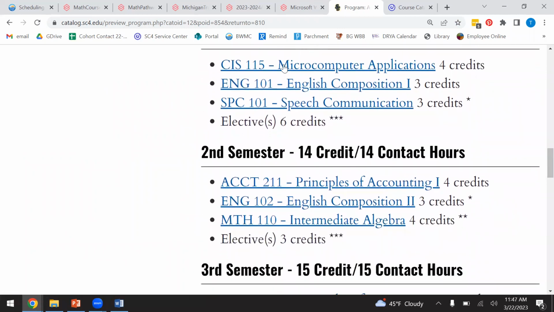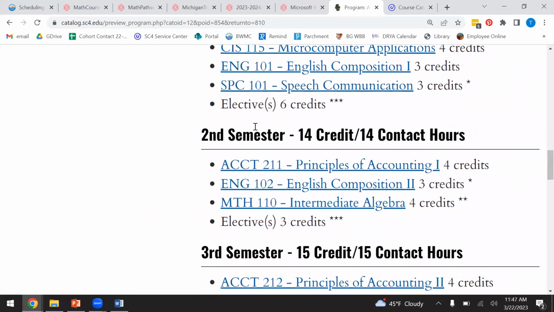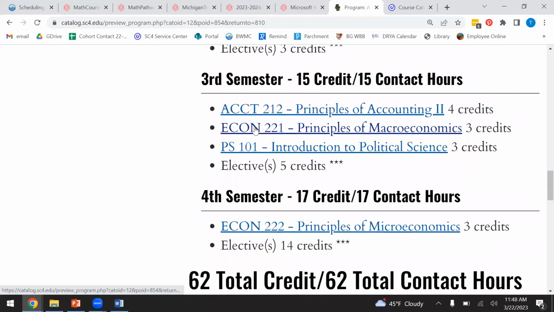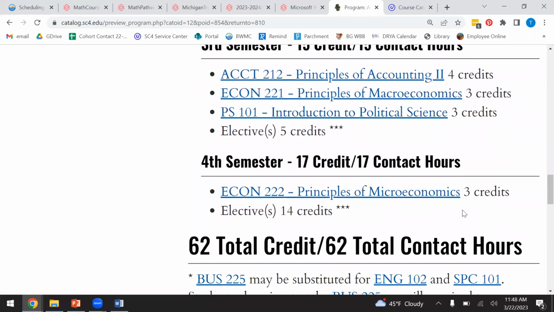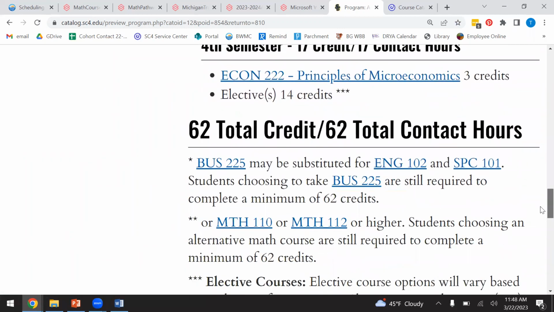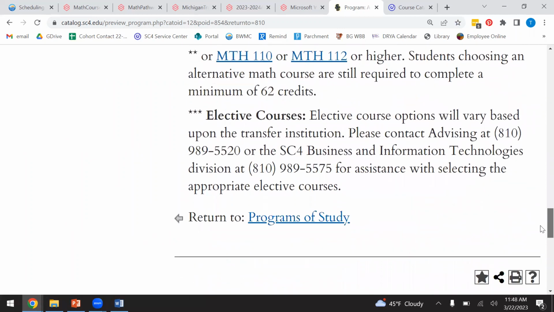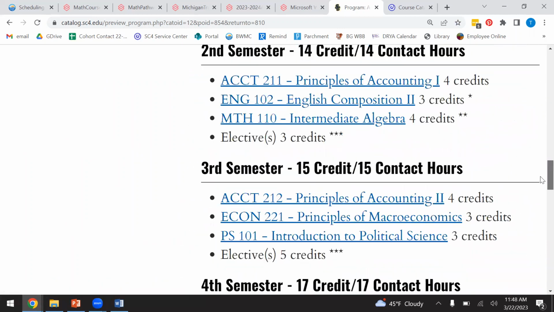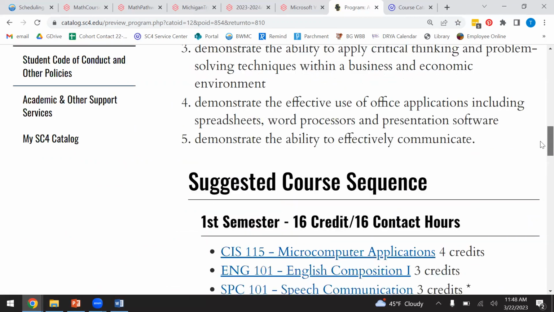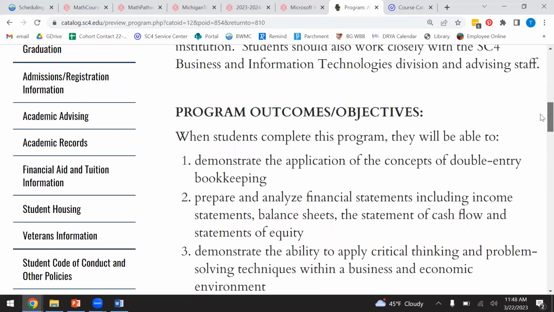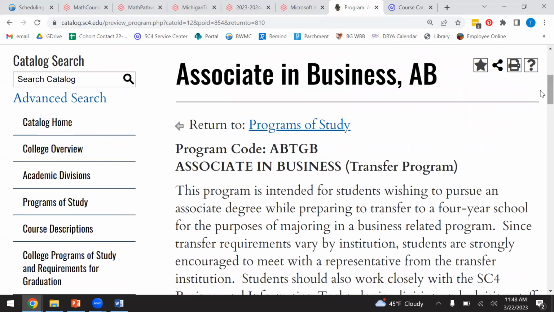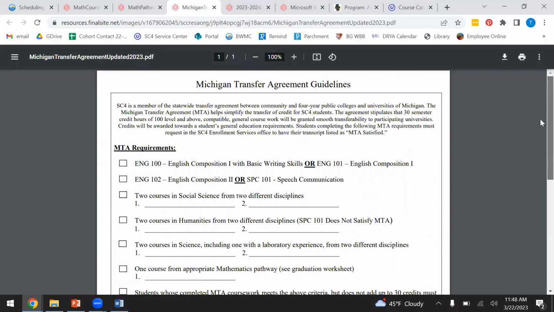So again, it's a specific list of classes, but this degree has quite a bit of room for electives, which can be anything. So you could take that and just take a bunch of business classes. But what I recommend is that if you're planning to move on to a 4-year school, your elective credits should be used to pair this with the Michigan Transfer Agreement. So we'll look at that actually right now. So the Michigan Transfer Agreement is here.